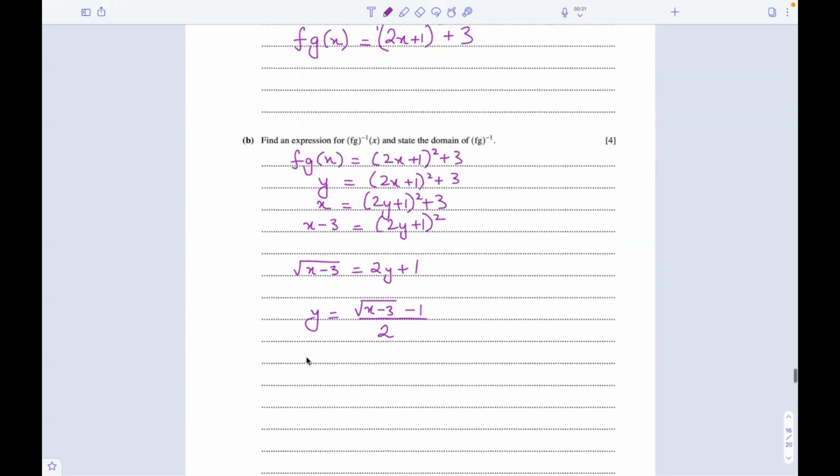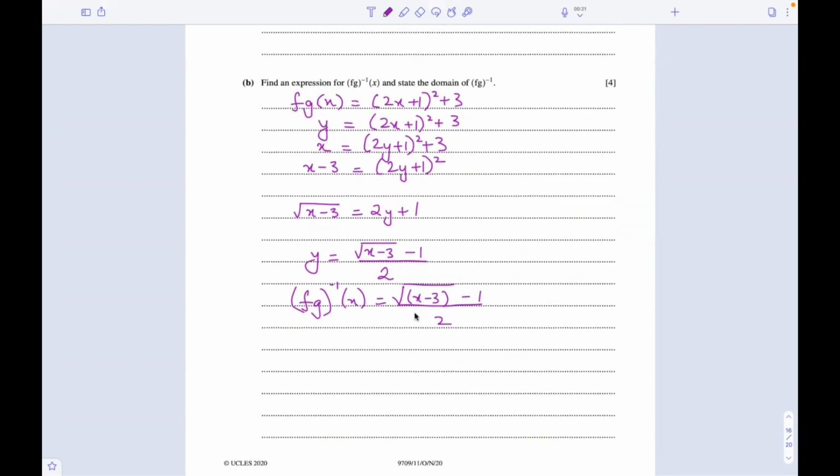Now we have fg inverse of x, which equals (square root of x minus 3 minus 1) divided by 2. Now for the domain, basically the domain is the x values. We know that the values of x cannot be less than 3, because if it is less than 3, we will have a negative value in the square root, where the solution will not be possible. So x must be greater than 3. For any value of x less than 3, there will be no solutions. So x must be taken as greater than 3.